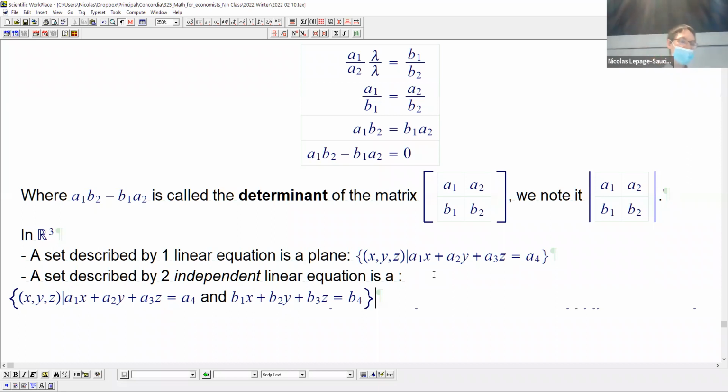So imagine I have, or do I have a piece of paper? Somebody has a piece of paper I can be using. Can I borrow a piece of paper?